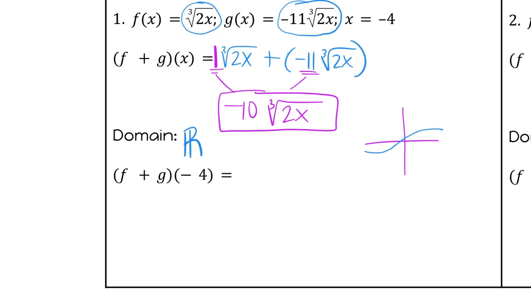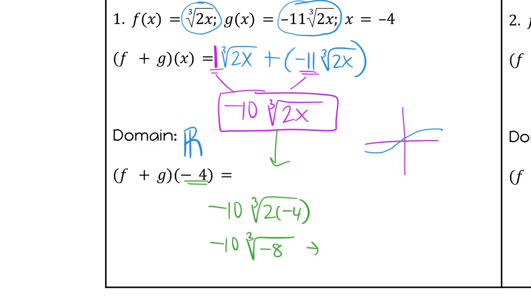And then finally, let's evaluate it for negative 4. So we're going to take our answer here, and we're just going to substitute negative 4 in for x. Okay, so that would be negative 10 times the cubed root of negative 8. And we know that the cubed root of negative 8 is negative 2. So when you multiply those together, you would get positive 20.